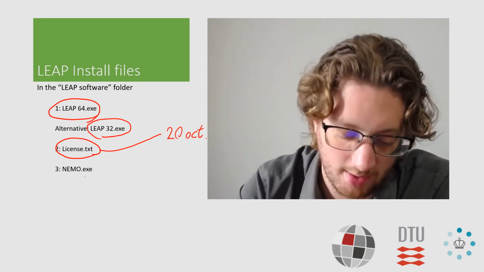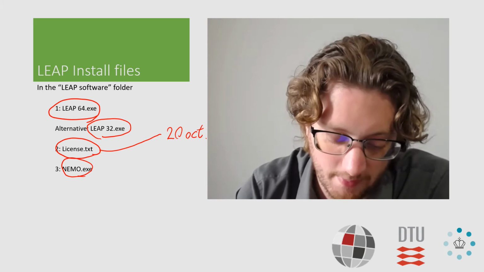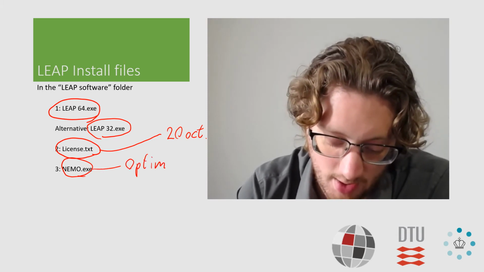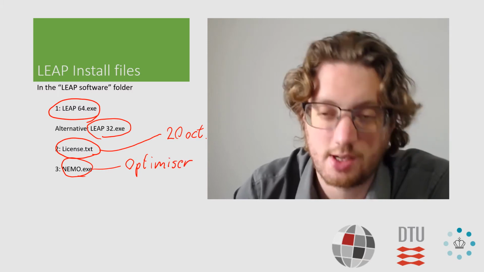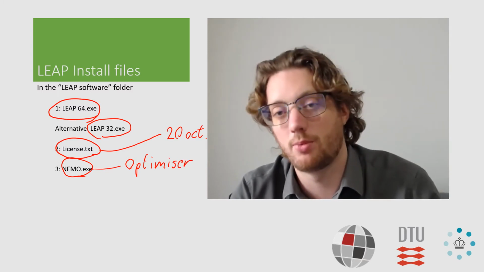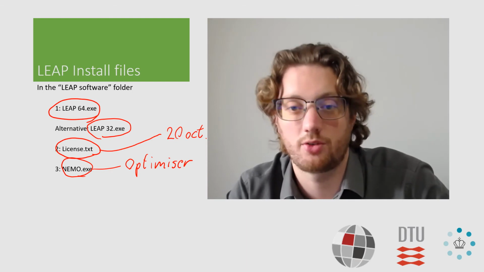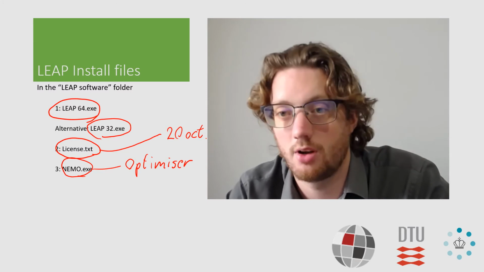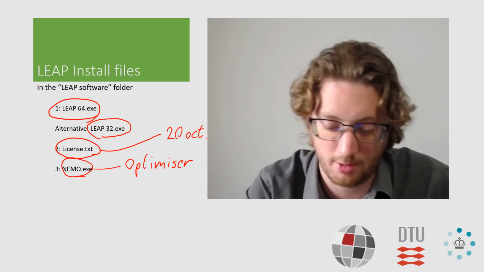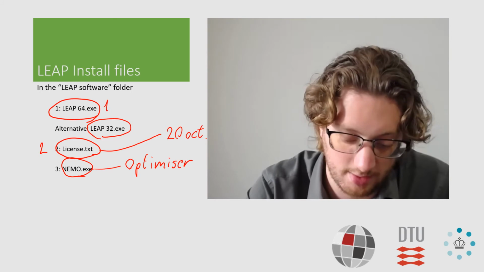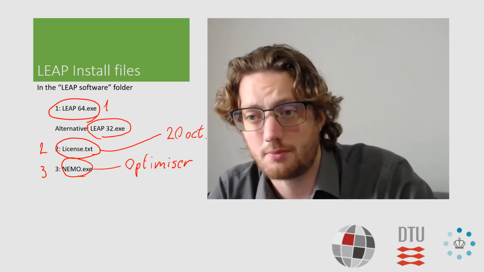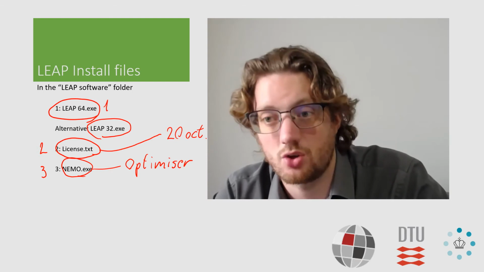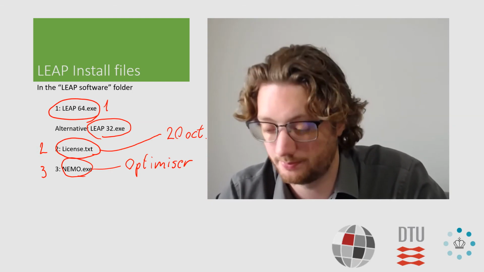There's also a second software called Nemo I put in here, and Nemo is the optimizer for Leap. So technically you don't need to have the capability of optimizing, but we would like to run with it when we are using energy or electricity supply setups. So please download all the necessary files you need, which is probably this, and this. So the Leap.exe, the license, and Nemo, and you can install the Leap no problem.